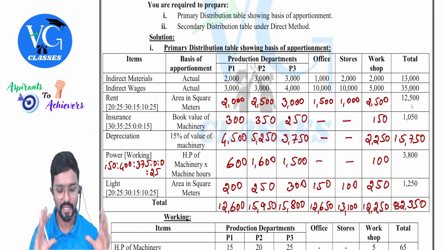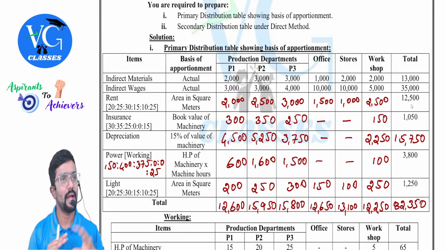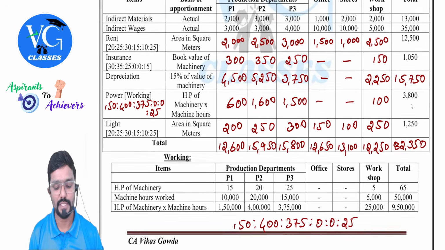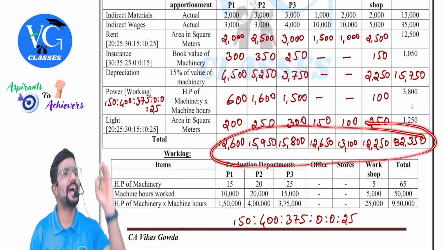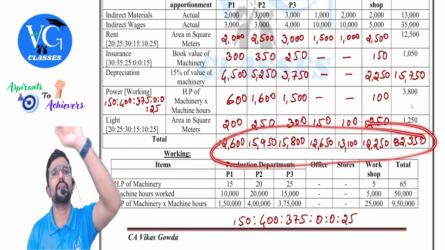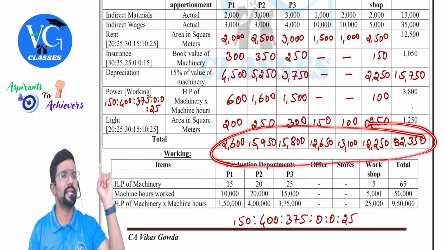Guys, hope you are already thorough with that. Once I do this, at the end of primary distribution, we will have cost for every department, including production as well as service department.